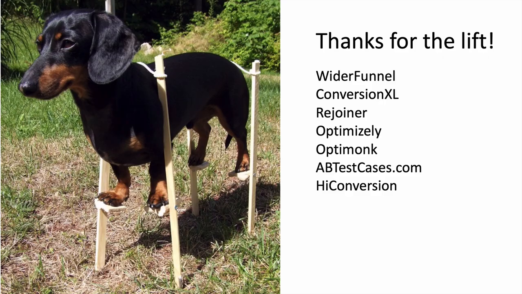All right, and I want to shout out, I used some of my own examples, my own experience A/B testing, and our experiences here at Get Elastic, but I really want to shout out Wider Funnel, Conversion XL, Rejoiner, Optimizely, OptiMonk, abtestcases.com, which if you haven't checked out, go check them out right now. They're free, and they're kind of like an index of amazing A/B test case examples, and high conversion as well for that mobile coupon box statistic.